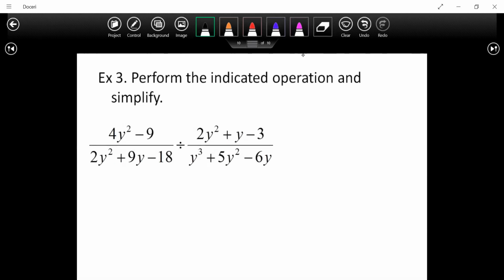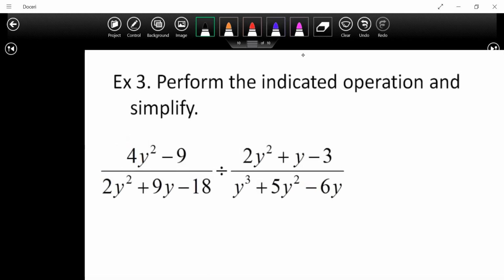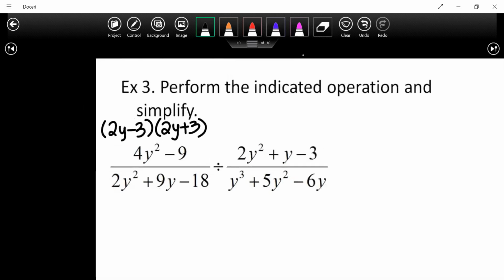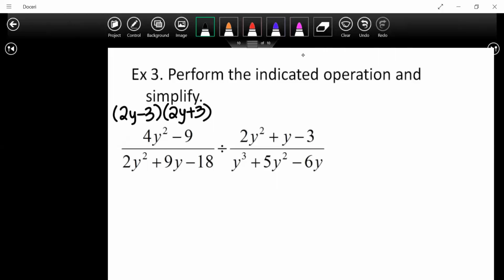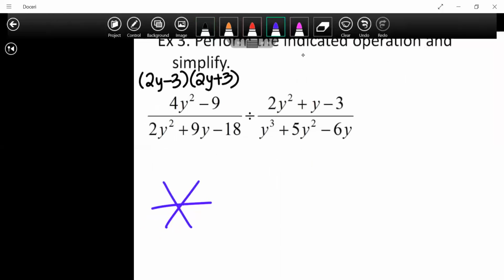Okay. A little bit bigger problem. We want to be able to factor this out. The top one is a difference of squares. It's going to be 2y minus 3, 2y plus 3. The other thing we have to do is foil them, or not foil them, snowflake these a little bit nicer. These are a little bit harder to do.